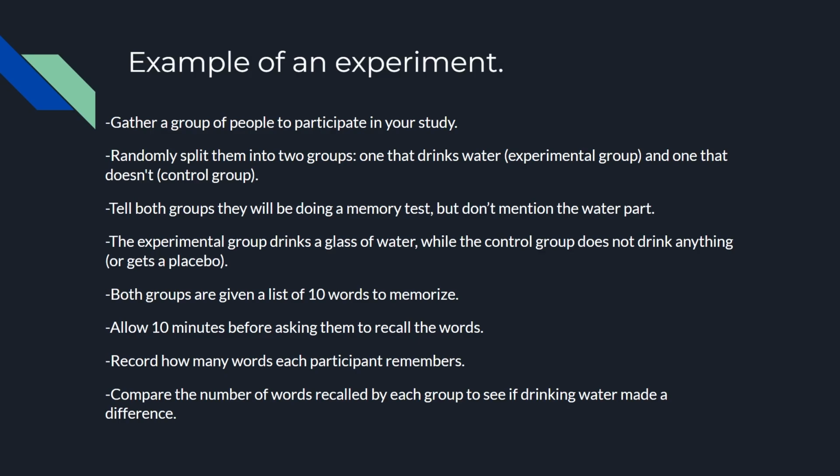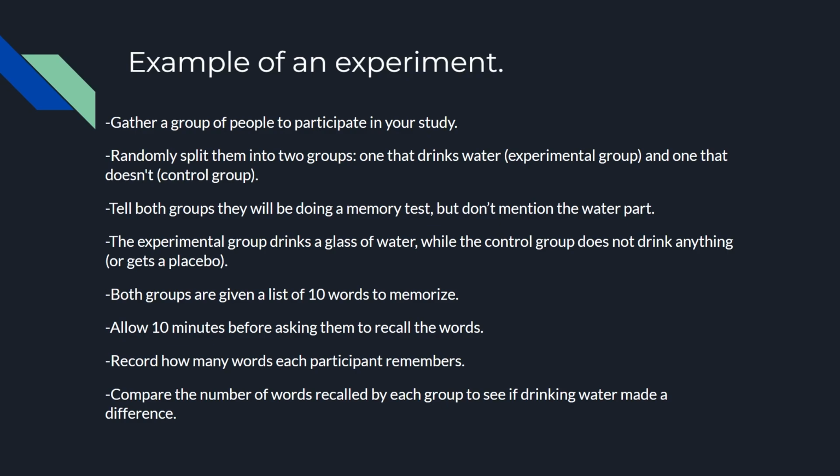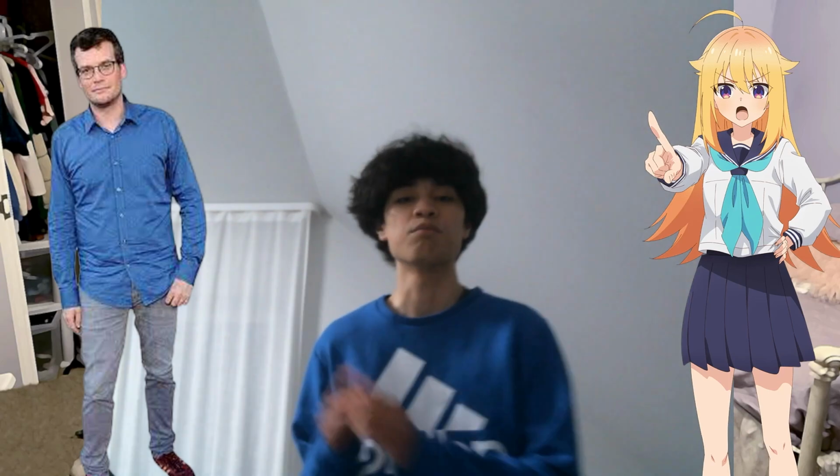We must then tell both groups that they will be doing a memory test, and while we do that, we do not mention that they will be drinking water. The experimental group drinks a glass of water, while the control group does not drink anything. Both groups then are given a list of 10 words to memorize. After that, we record how many words each participant remembers, and we compare the number of words recalled by each group to see if drinking water made a difference.